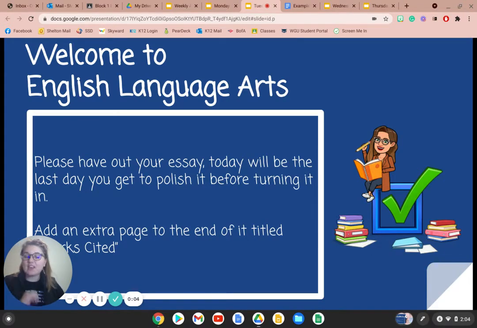Today we're going to be making our final edits to our final draft before we turn it in. And we're going to be adding a works cited page to our document in order to make sure that all of our sources are listed, to give credit back to where we got our information.